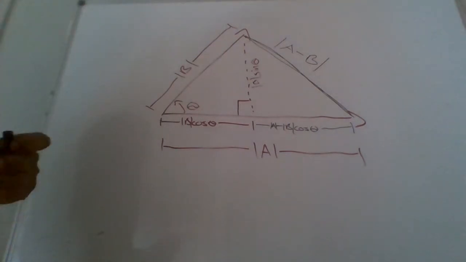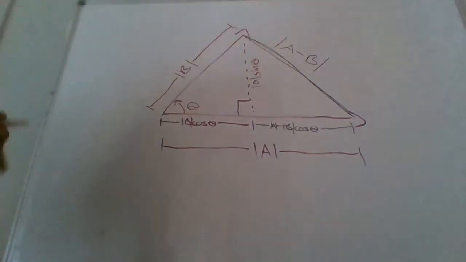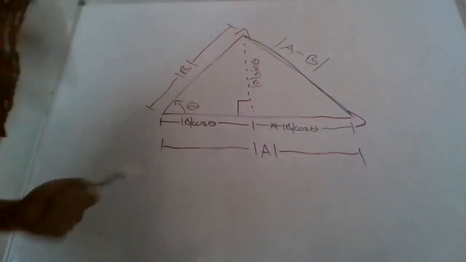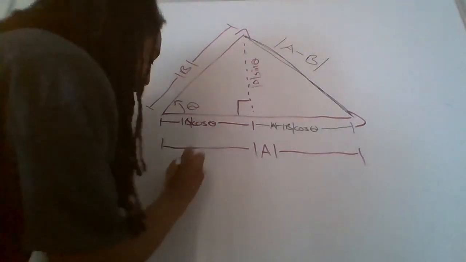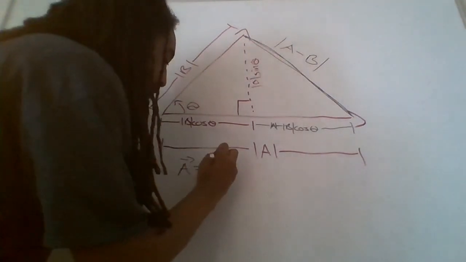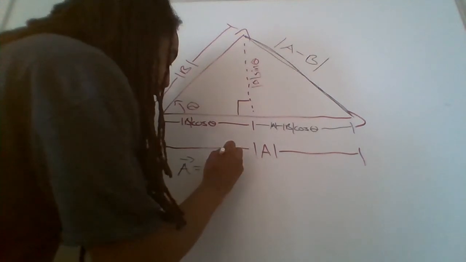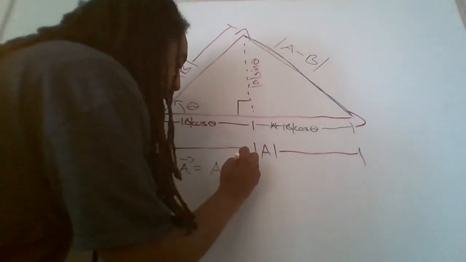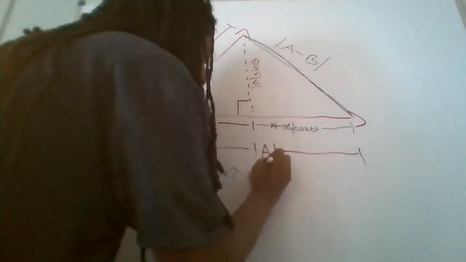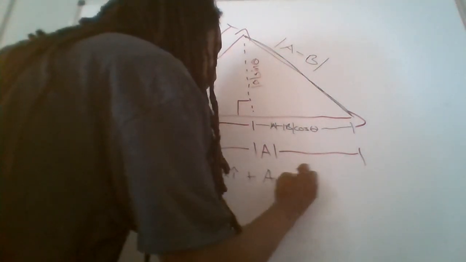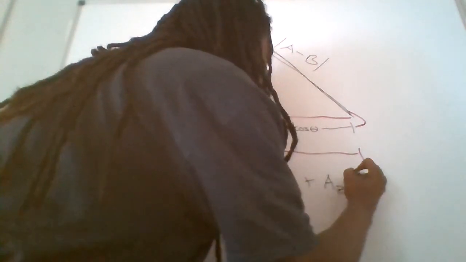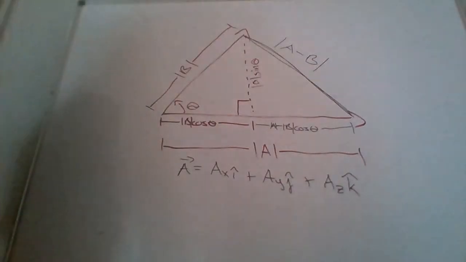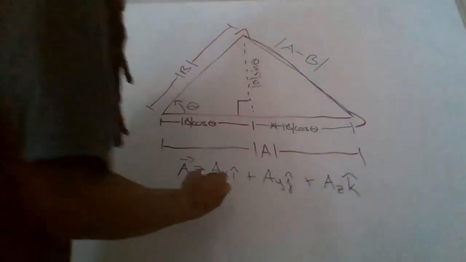The other way is by components. And by components, I'm just going to use the classic three-dimensional vectors, and I'm going to label the components of A as A is equal to AX i plus AY j plus AZ k.